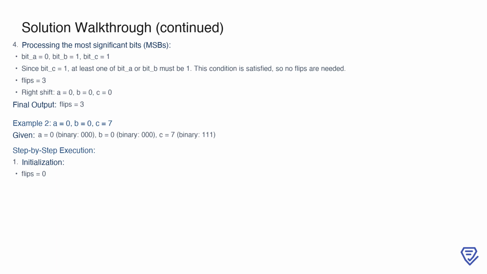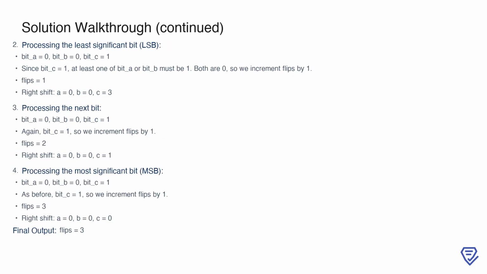Moving to the next example, we have A as 0, B as 0, and C as 7, which in binary are represented as 000, 000, and 111, respectively. Again, we initialize the flips counter to 0. Starting with the least significant bit of this example, bitA and bitB are both 0, while bitC is 1. Since bitC is 1, at least one of bitA or bitB must also be 1. Both are currently 0, so we increment the flips counter by 1, making flips equal to 1.